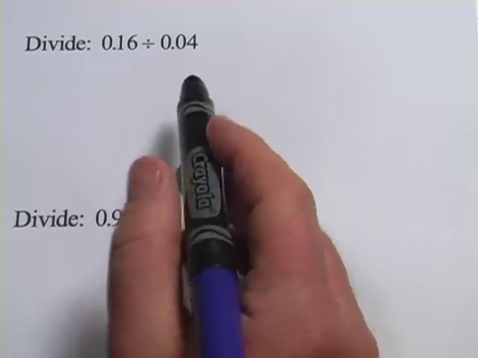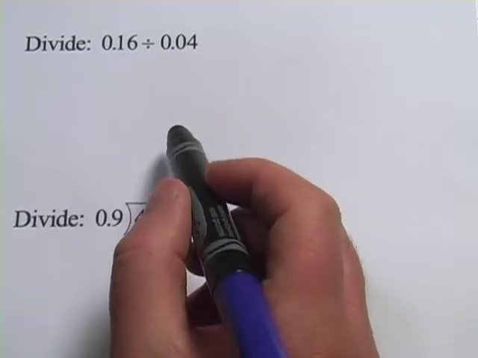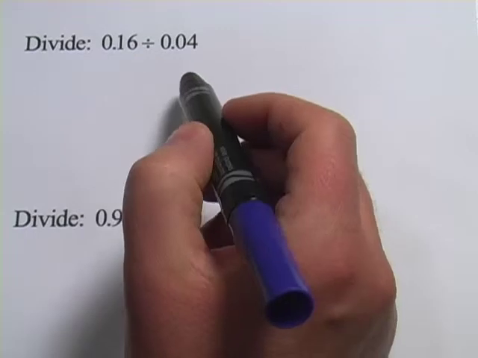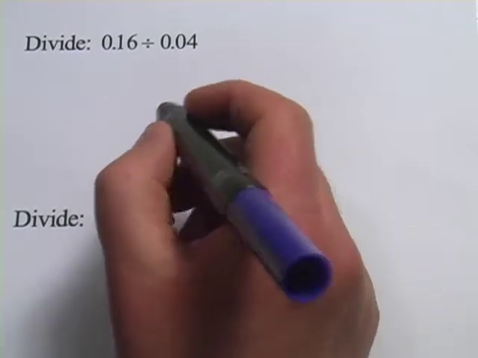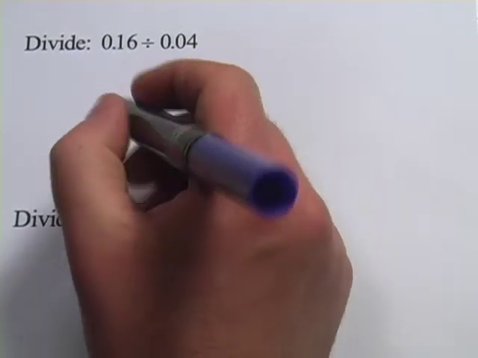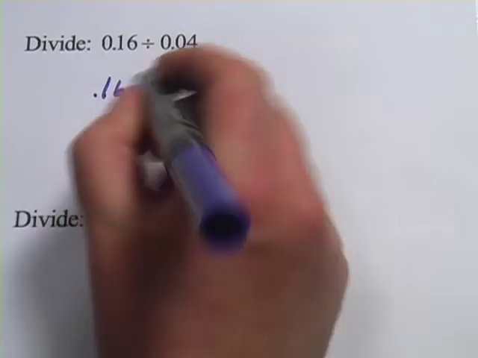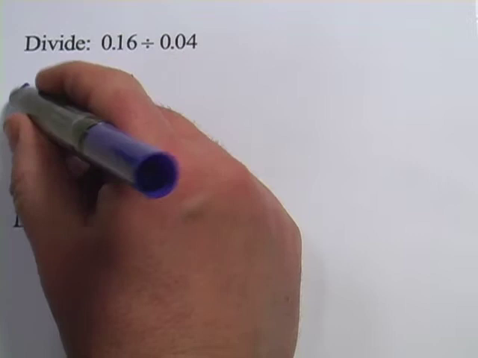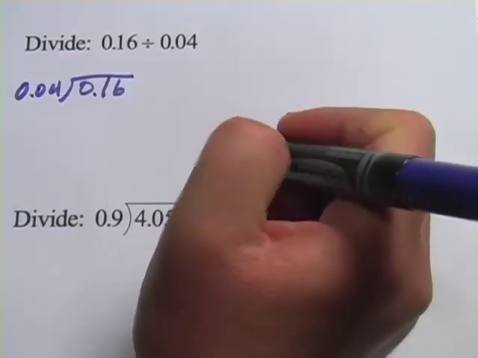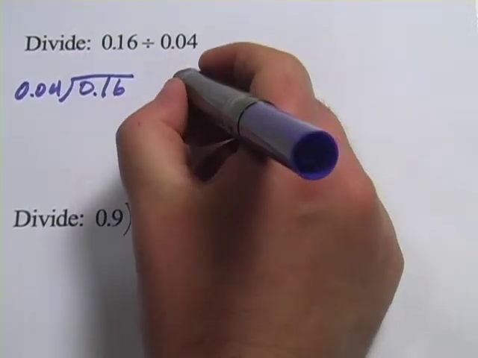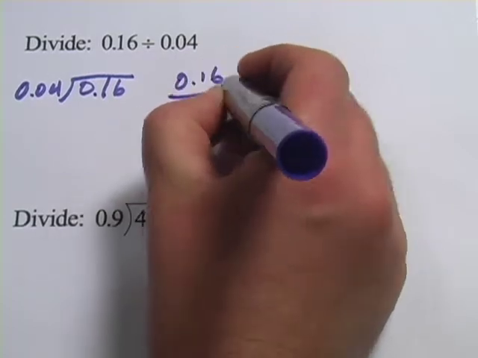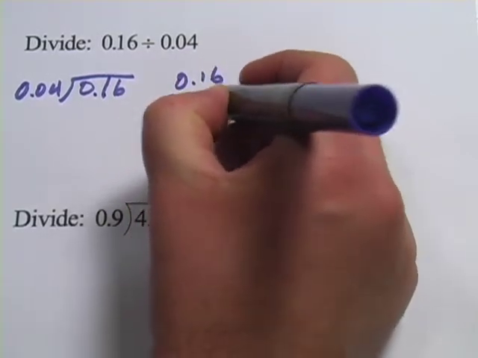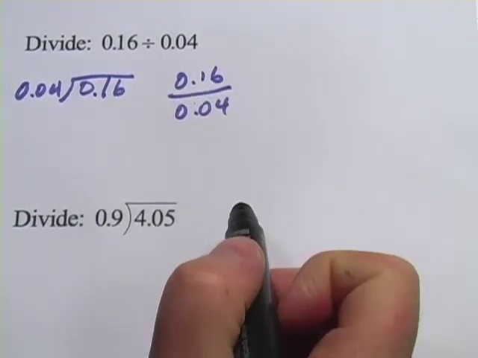Here we're doing some more division with decimals, and these problems start to get a little tricky. 0.16 divided by 0.04. I want to write that in a couple of different ways. We could put it like this, like we're getting ready to do our long division. We could also put it like this. Both of those mean the same thing.